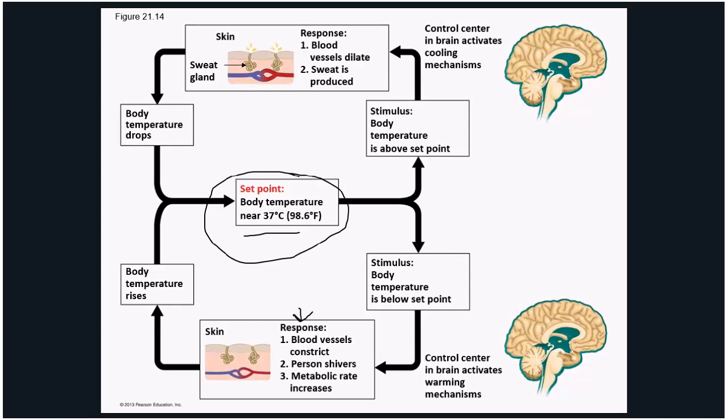We start to shiver, which moves our muscles to create heat, and our metabolic rate increases, so we are burning more energy and our body gives off more heat by metabolizing energy or food. Then our body temperature will rise again to get back to 37 degrees Celsius. This is an example of homeostasis, and we'll have other examples of that as we go through as well.